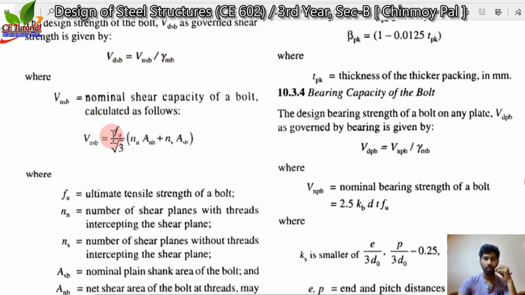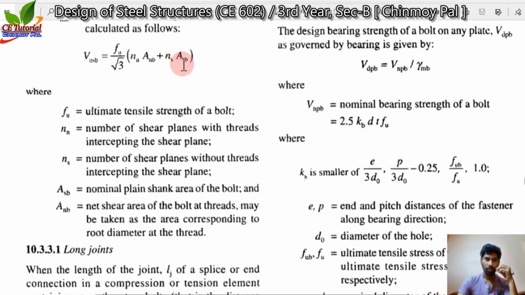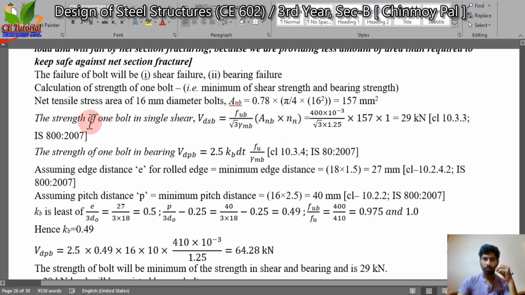So V DSB is equal to nothing but FUB by root 3 gamma mb into NN ANB plus NS ASB, and assume that there is no ASB. What is ASB? It is the nominal plain shank area of the bolt. So we don't have that type of shank, so we are neglecting this part. We are considering only ANB. So the strength of one bolt you can calculate, that is 29 kilonewton.